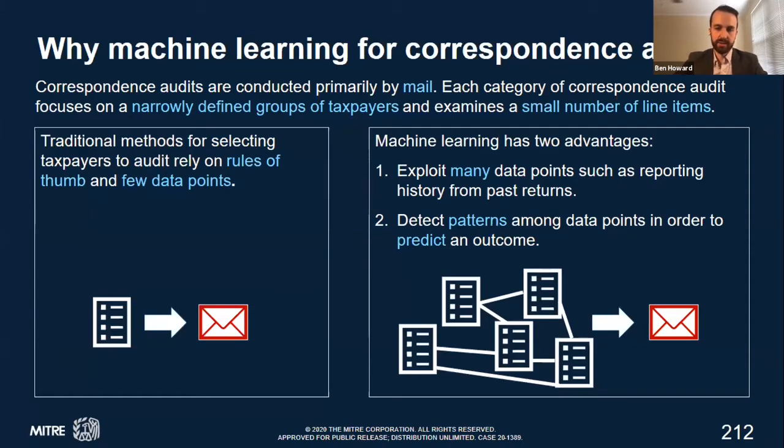In contrast to this, machine learning methods have a couple of advantages. First is that it can exploit many data points that wouldn't be considered otherwise, data points such as reporting history from past returns and other line items that aren't considered. And second, it can detect patterns among data points that may be non-obvious to subject matter expertise when predicting an outcome.